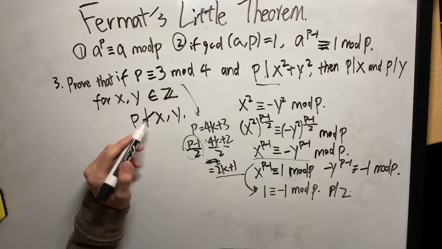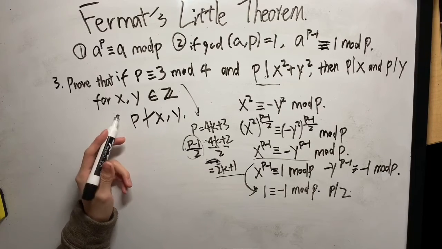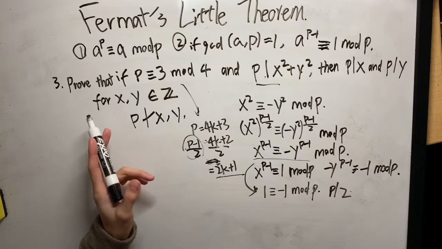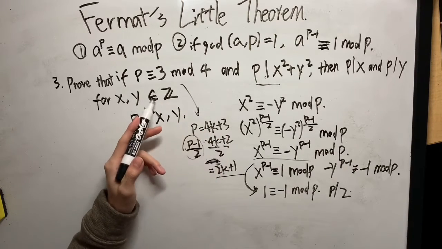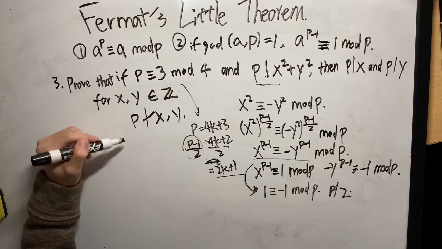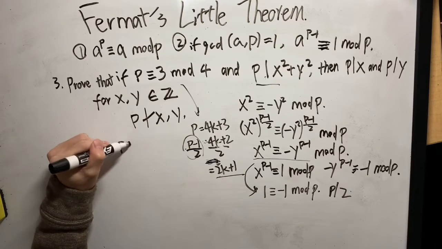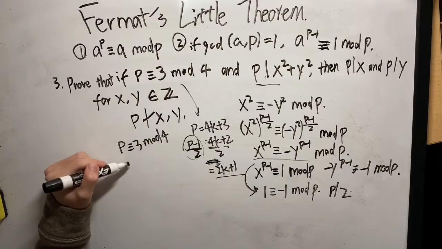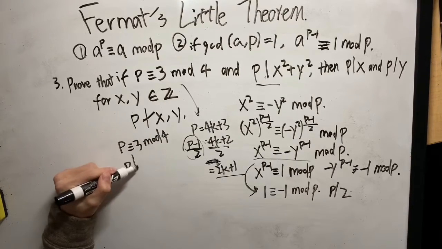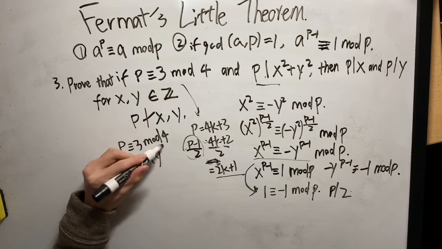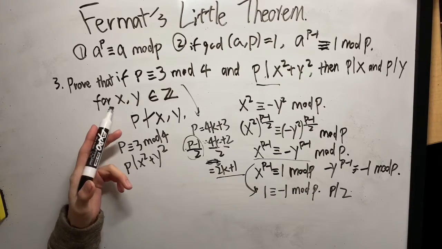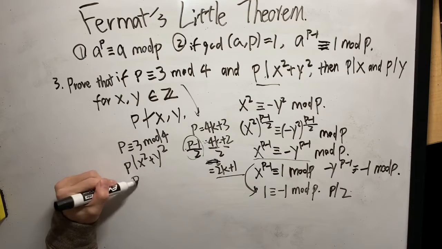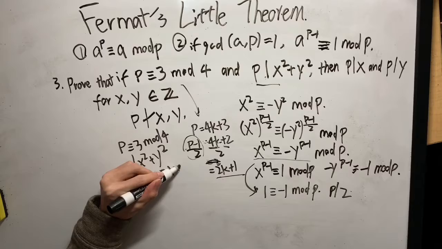And an important thing in this question is that you can use this property for primes in the future. Like if p has the form of p is congruent to 3 mod 4, and p also divides x squared plus y squared, then we can use the conclusion from this question that p divides x and p divides y.